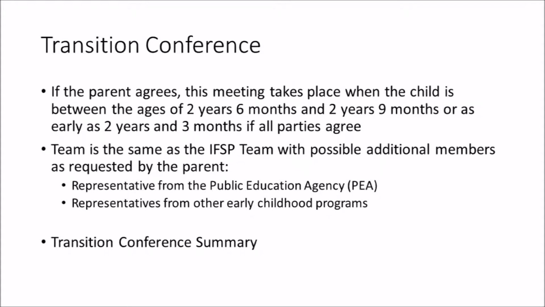If at the transition planning meeting the parent agrees to a transition conference, it will take place between 2 years 6 months and 2 years 9 months. And again, if everyone agrees, it can happen earlier, as early as 2 years 3 months. It should take place at a time and location convenient for the family, and if possible, include representatives from the early childhood programs that the parents are interested in.